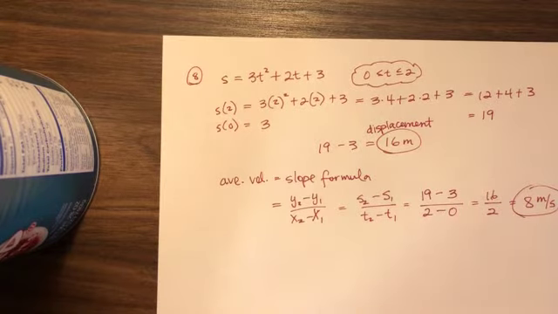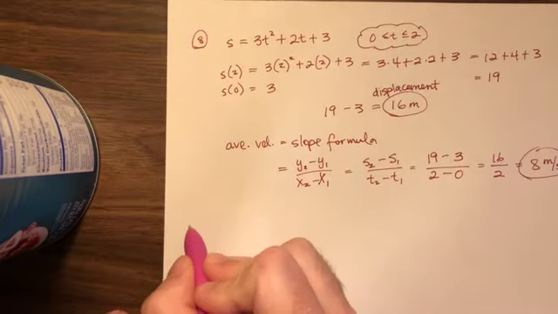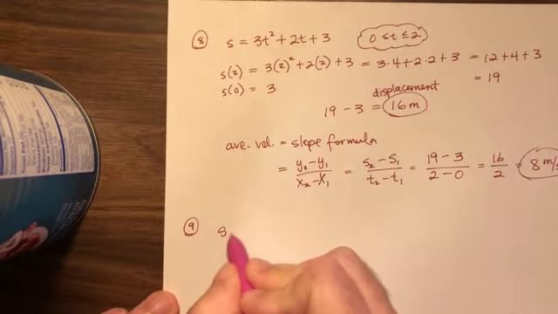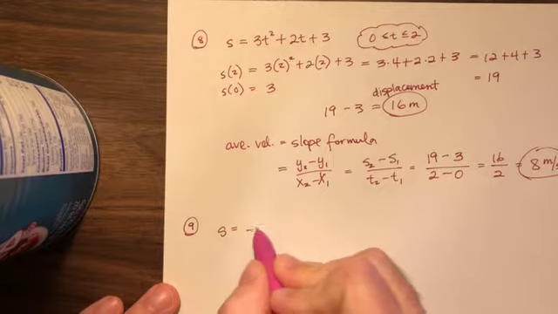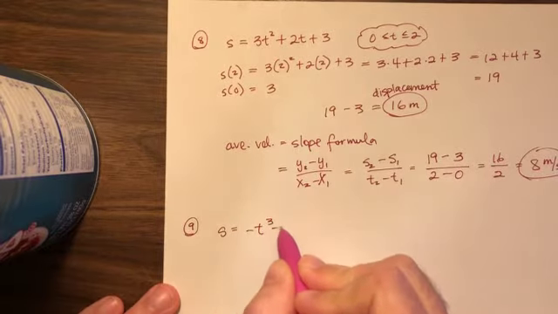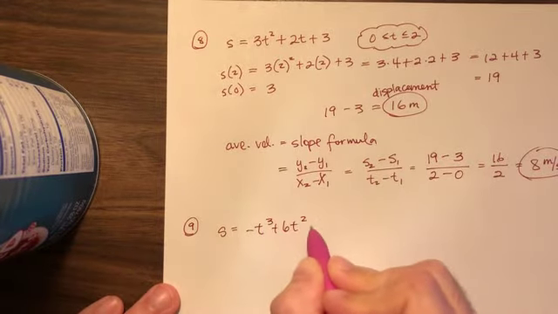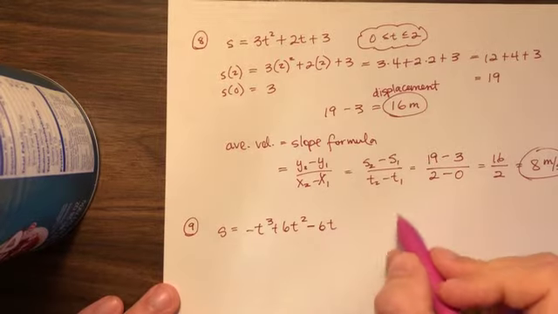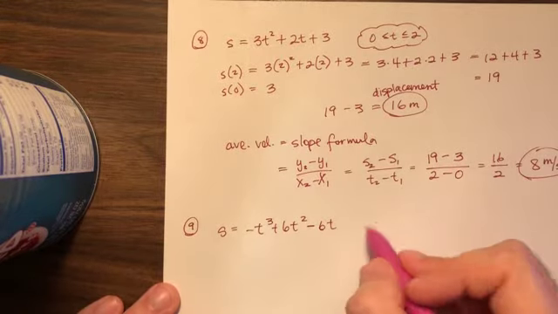Average velocity. Okay? Very similar for number 9. Very, very similar. Except that the S formula is different. It's negative t to the third, plus 6t squared, and minus 6t. And our t values are 0 and 6.